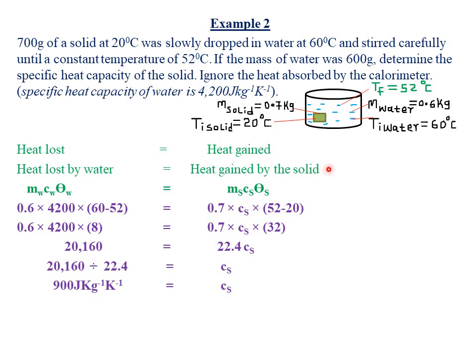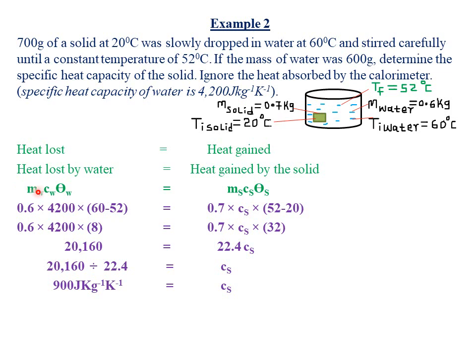Remember, we are not adding the heat that is either gained or lost by the calorimeter because we are told to ignore the heat that is absorbed by the calorimeter. Therefore, the only substance gaining heat in this case is our solid. So heat lost by water is given by mass of water multiplied by specific heat capacity of water times the change in temperature for the water. Then the heat which is gained by the solid is given by mass of the solid multiplied by specific heat capacity of the solid multiplied by the change in temperature for the solid.